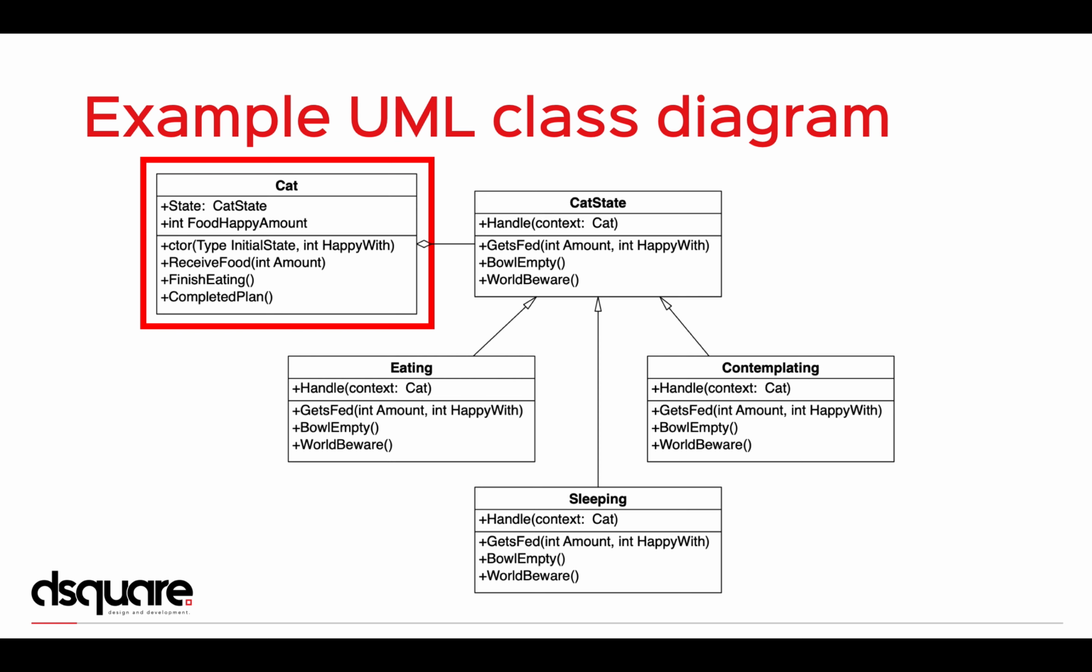We also added an extra field so that we can initialize a cat with a certain amount of food with which it's happy. Because remember, not all cats are happy with the same amount of food. The class has a constructor, and this was done just to show you that the implementation of a design pattern is not directly tied to the theoretical version of the pattern.